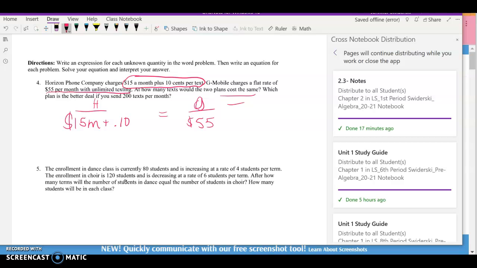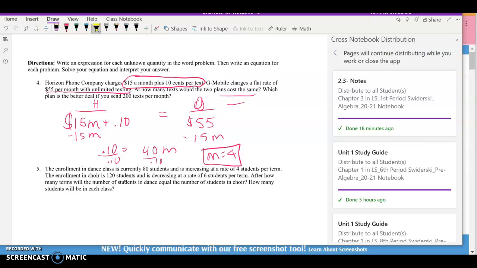So when I solve this, I'm going to subtract 15M on both sides. I'm trying to see after how many months the cost will be the same. So 5 minus 5 is 0, 5 minus 1 is 4. I'm going to divide both sides by 0.10. So M is going to be 4. So after 4 months, they'd be equivalent.